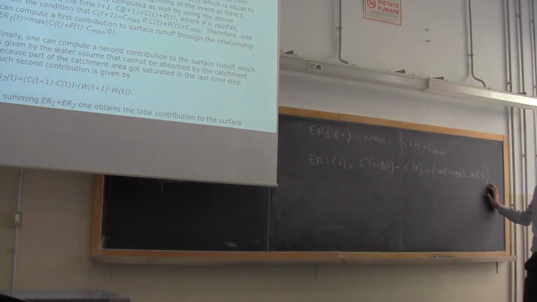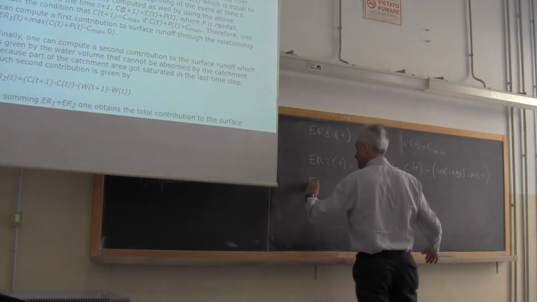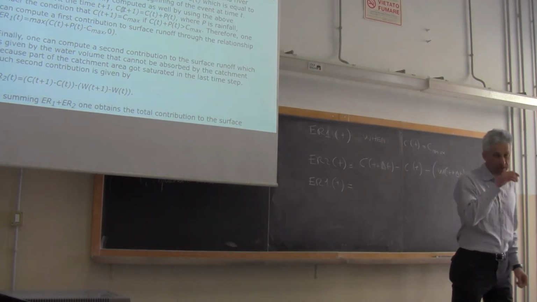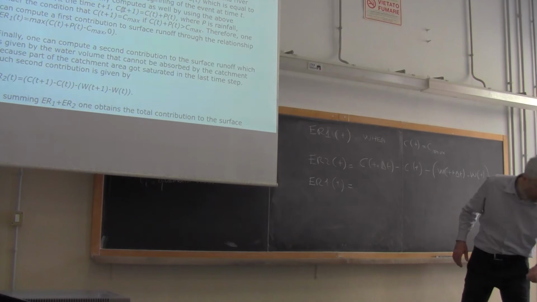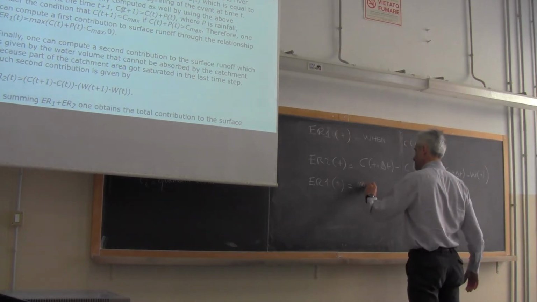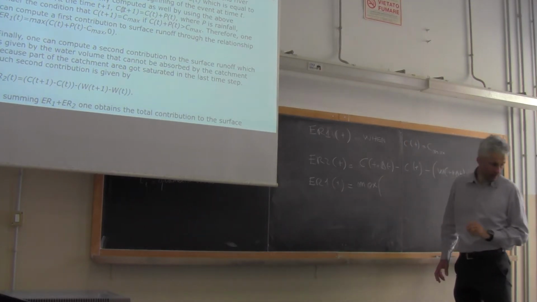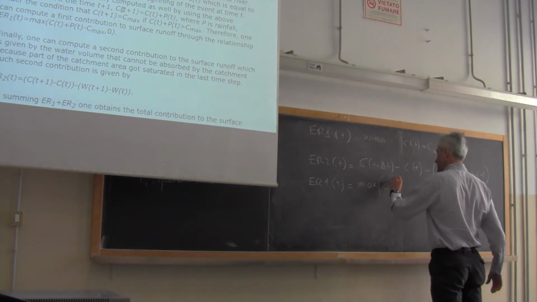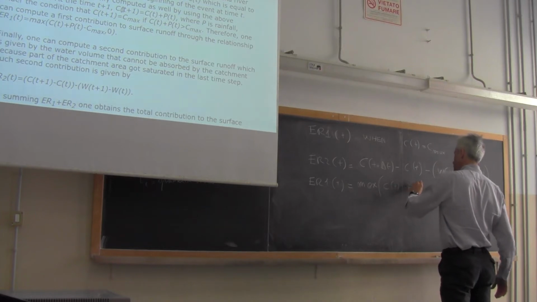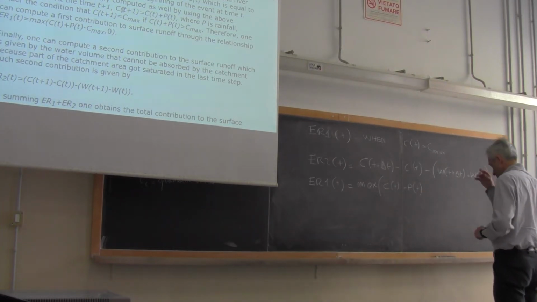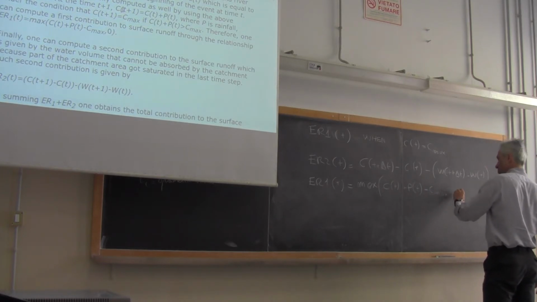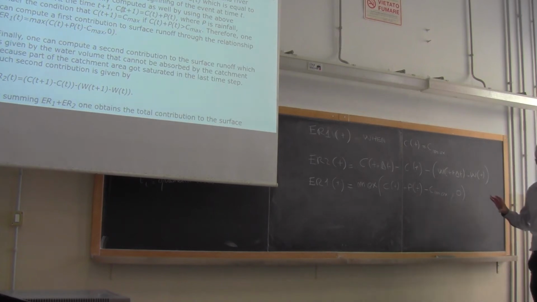So this is a formal expression at each time t for getting ER2. Let me give you a formal expression also for ER1 at time t. We can write it in this way, and let me write it in the same way: it's the max between Ct plus, let me indicate cumulative rainfall with the symbol Pt, minus Cmax, and 0. Let me explain what this means.